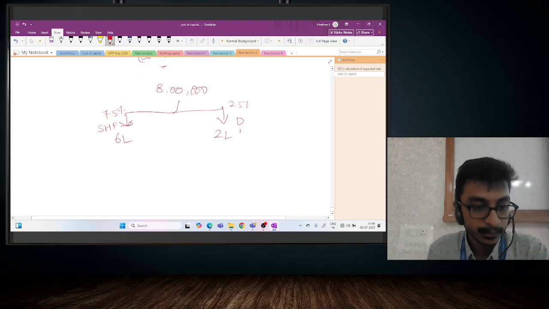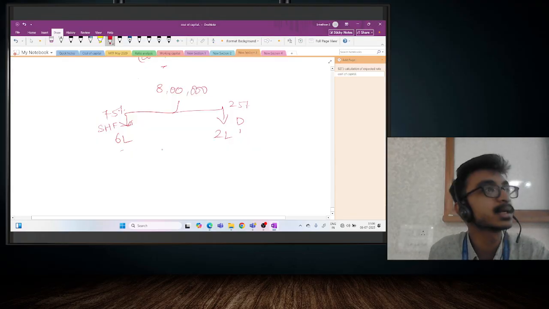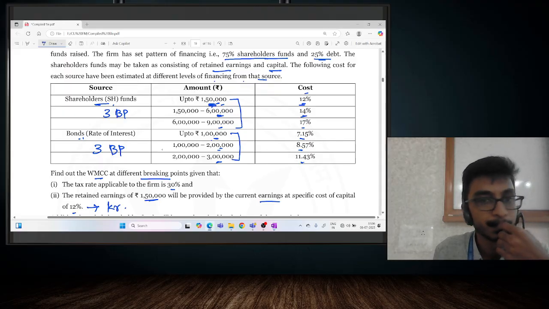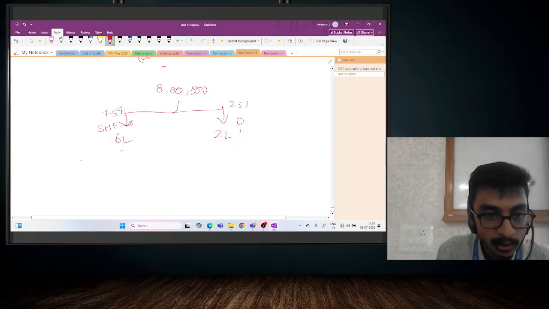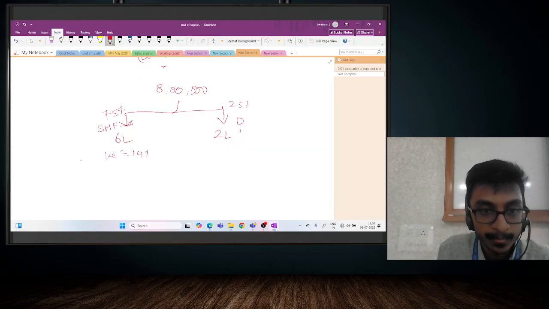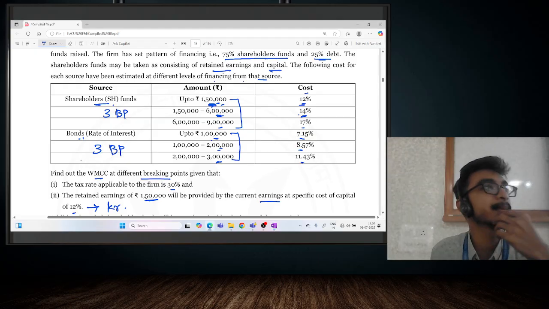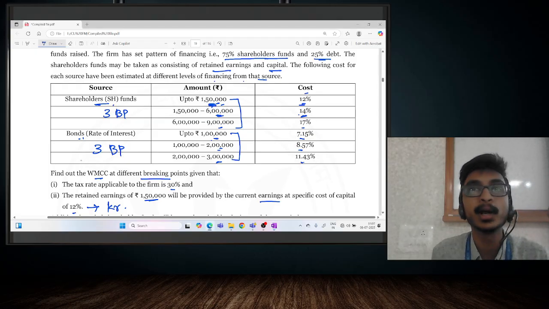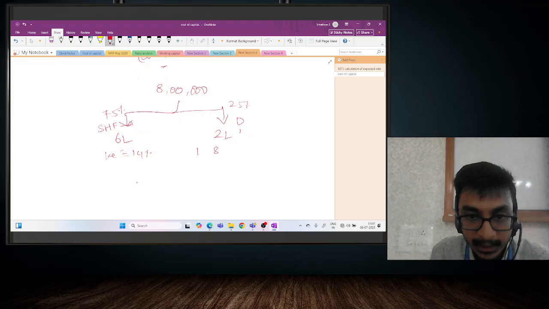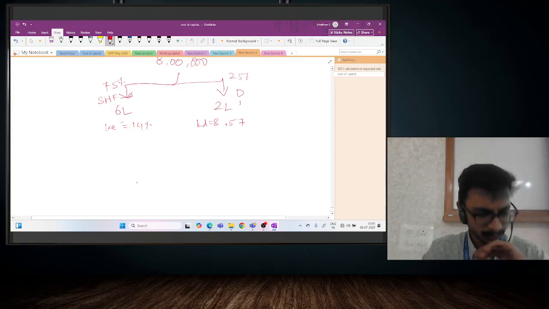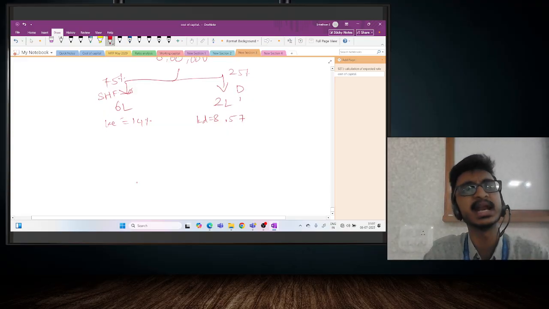Now, this 6 lakh rupees can be raised at the cost of how many percent? 14%. Up to 6 lakh rupees you can raise equity shareholders funds at 14% cost. So here KE is equal to 14%. This 2 lakh rupees can be raised at the cost of 8.57%. It is debt, not equity. So this is KD is equal to 8.57%.